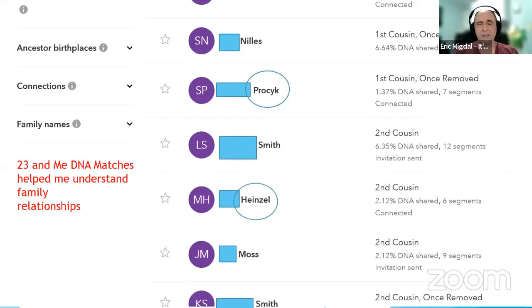As you can see, I have a couple of DNA matches, one named Prozik from one obituary, and here's the Heinzel name from the other one that I showed you. This tells me that because these are DNA matches and they are parts of that same surname family, that obituary is most likely about someone who's related to me in one way or another. That's how you figure things out, by placing them in a tree.